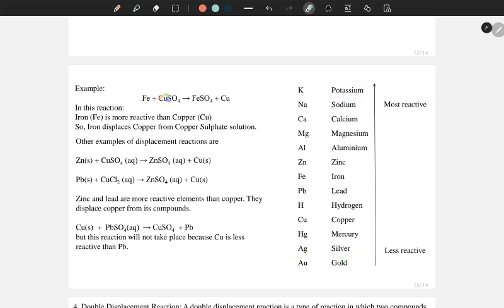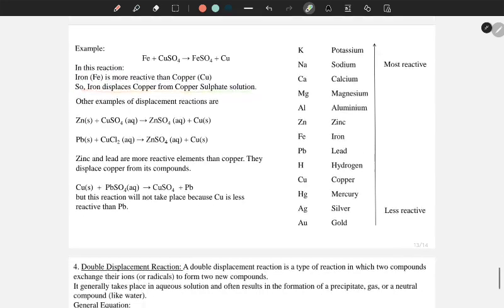So here the example is iron plus copper sulfate gives ferrous sulfate plus copper. Where iron is here, copper is here, right? So definitely this reaction will take place. Iron will react with sulfate and displace copper. In this reaction iron is more reactive than copper, so iron displaces copper from copper sulfate solution.